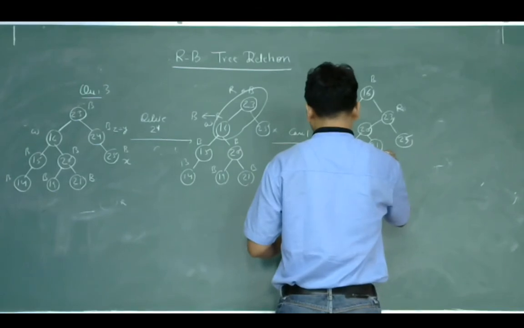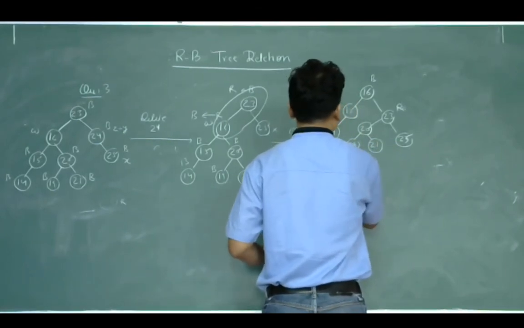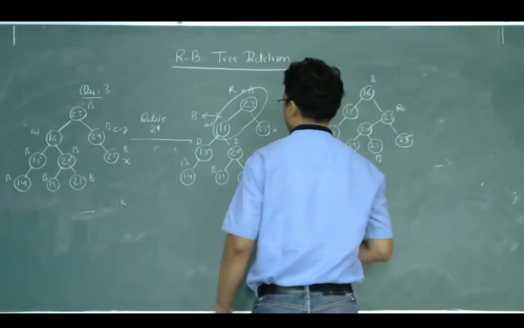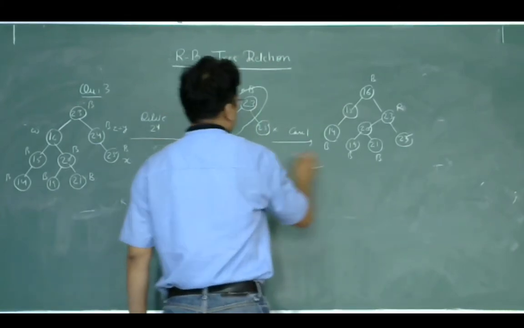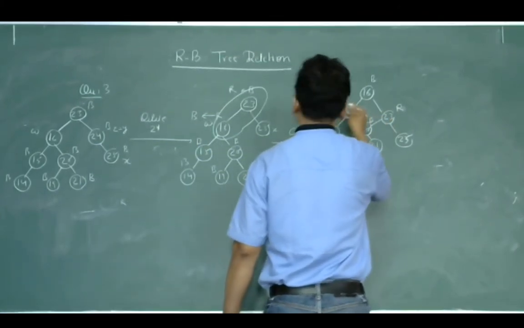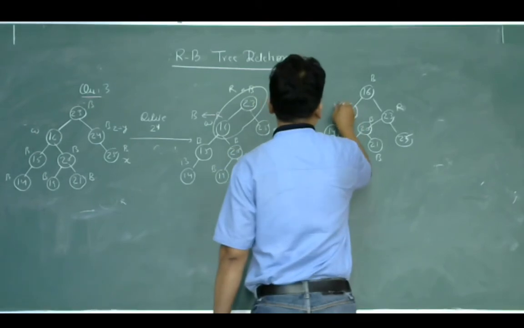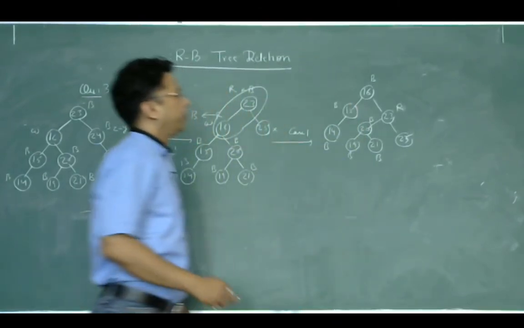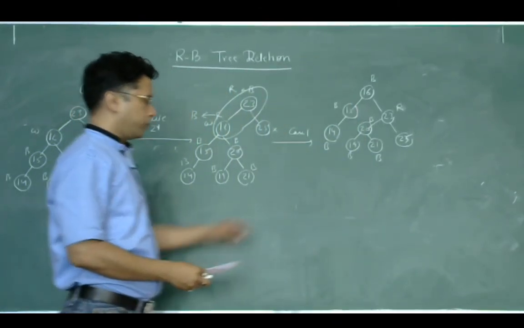Now the color will remain the same: black, black, black. Color change occurs only at the position of the sibling and parent. So the rest of the nodes will remain of the color which they have initially. So this figure will look like this.